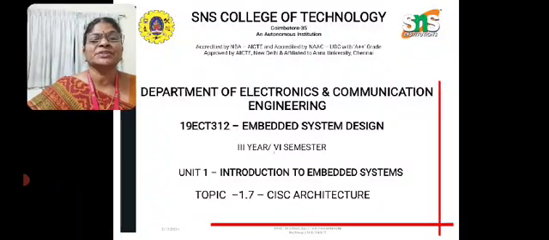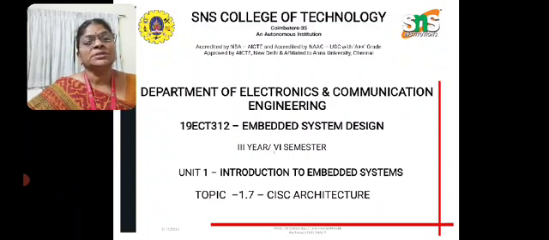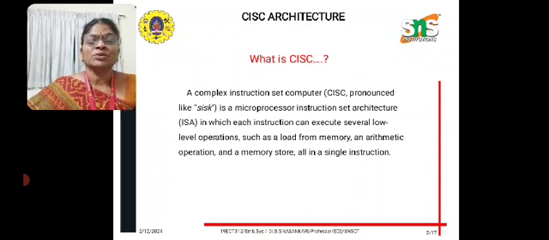In the previous session, we discussed RISC architecture. Now we are going to discuss CISC architecture. What is a CISC first? It is a Complex Instruction Set Computer, CISC. It is pronounced as CISC.